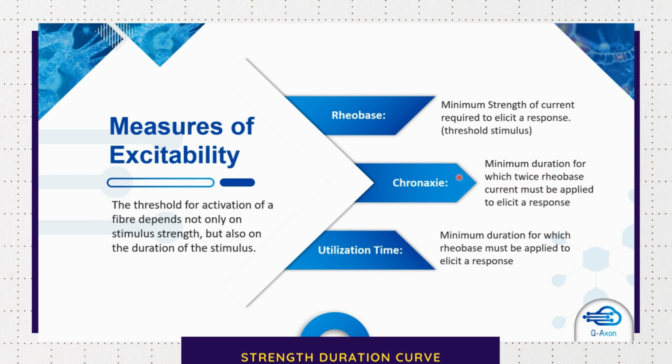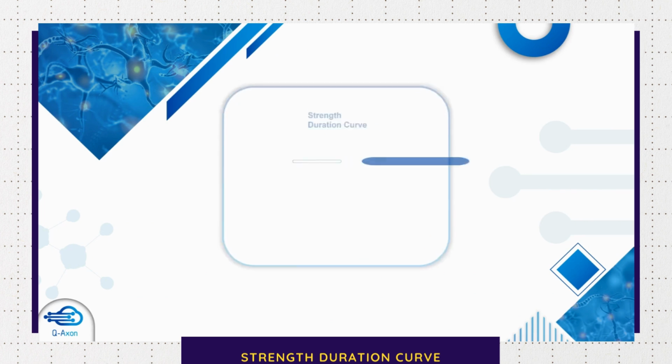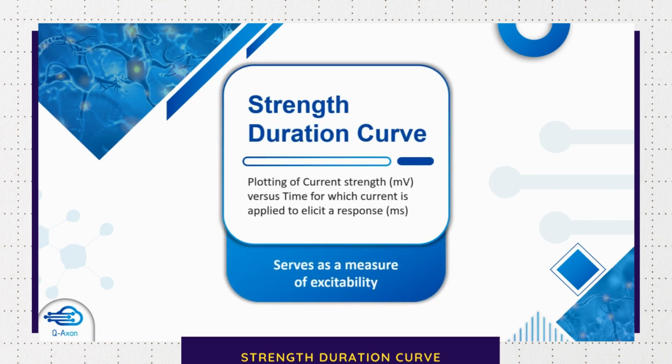So we define another time measure, that is chronaxy, which is defined as the minimum duration for which you must apply twice the Rheobase current in order to elicit a response. So in practice, we usually use the chronaxy as a measure of excitability. Now, all these measures of excitability can be plotted on a graph, and this graph is called the strength duration curve.